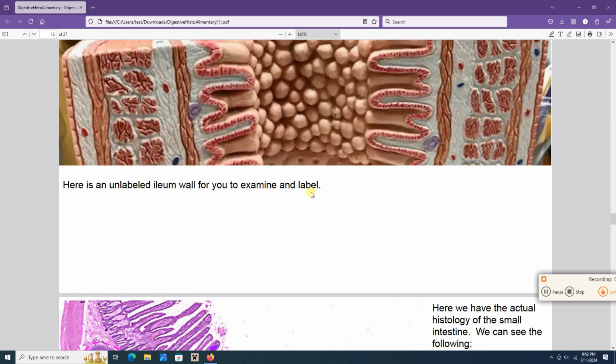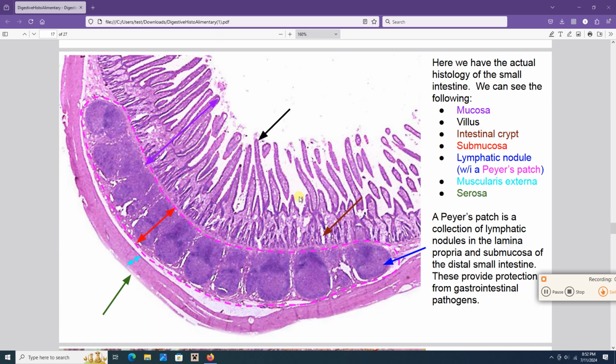Blank one for you to play with. Here is the real thing. Look at these villi. Can't see that anywhere else. Nobody else is going to have villi. Some of them have been cut off. Some of them are pretty connected. So these are villi. And so this is my mucosa here.